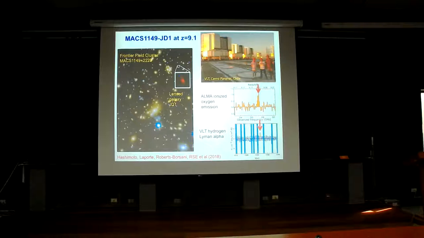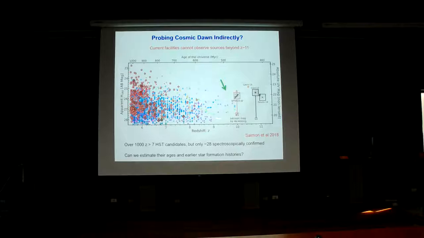And we use two facilities. I'll introduce ALMA in a moment. This is called the Very Large Telescope. It's this array of four telescopes in Chile. And we measured the redshift of this object to be 9.1. So let's go back here. So that's when the universe is just over 500 million years old.